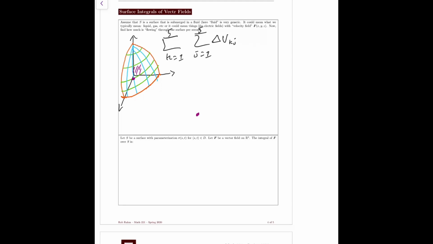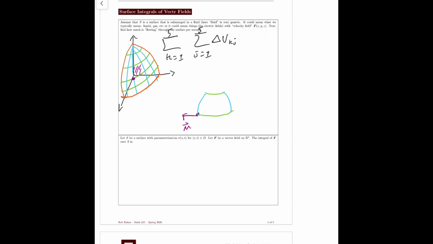This highlighted patch down here, it'll look something like this. Okay, this will be a representative delta V_kj. And so how much fluid is flowing through this part per second? Well, I'm going to attempt to draw two vectors. The first is going to be the outward pointing unit normal. So this is the normal vector at that purple point.